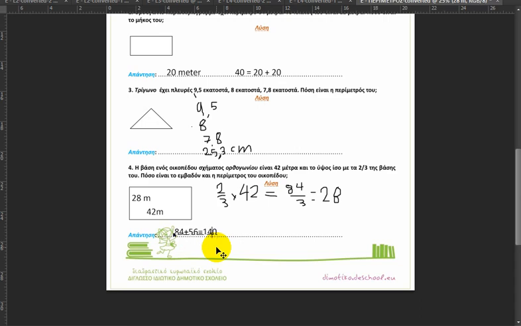So the perimeter, I'm going to say the perimeter is 140 meters. Pay attention here. For the area, I'm going to have to multiply the small side with the big side. So I'm going to have to do 28 meters times 42 meters. And remember what we said in the video on Tuesday: when we multiply units of measurement that are the same, so meters with meters, we get square meters. So I'm going to have to do 28 times 42.